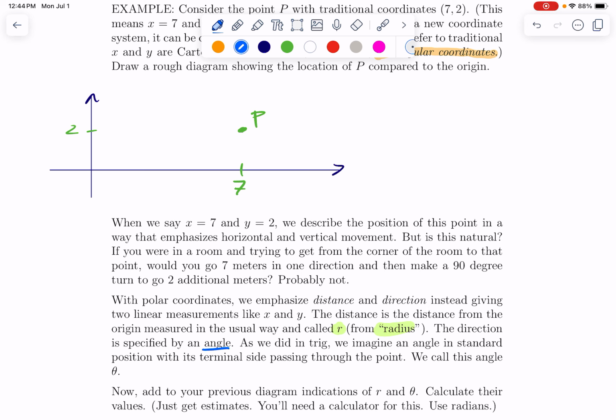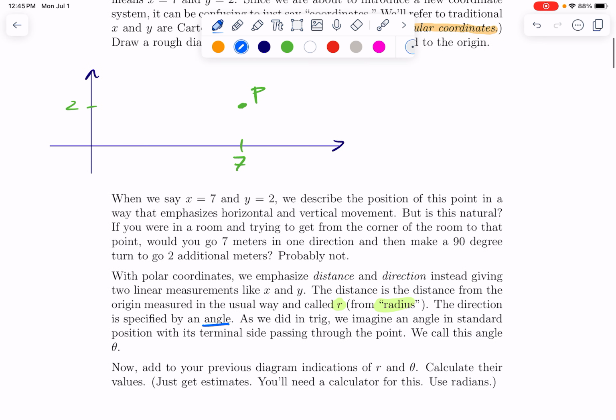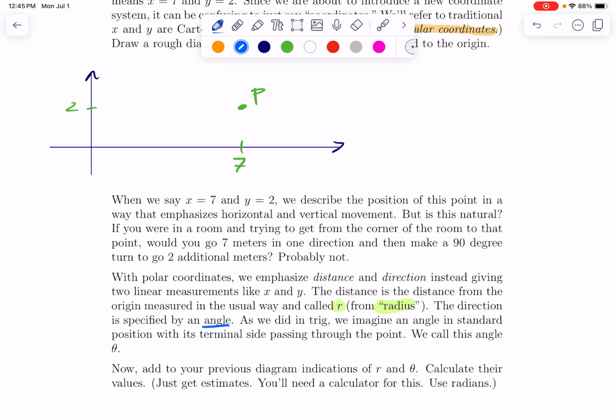And so we're gonna measure an angle. We'll do this the way we would do in trig, where we draw an angle in standard position and we think about the terminal side heading towards P. So see if you can figure out how to add to the diagram you've already drawn in a way that emphasizes what could we look at to measure this thing r, and what could we look at to measure this thing theta, and then try to compute the values. Right, so hit pause and actually try to do this.